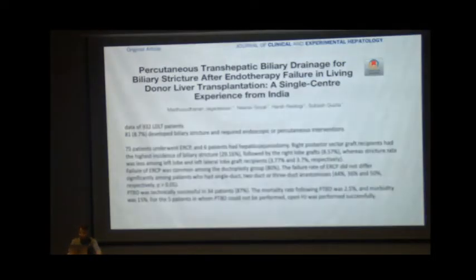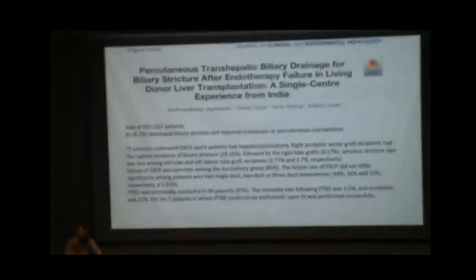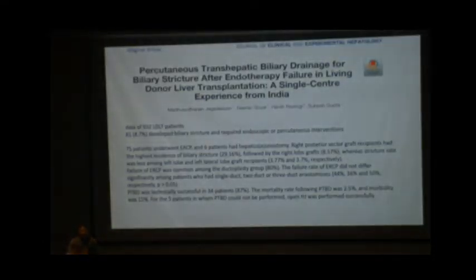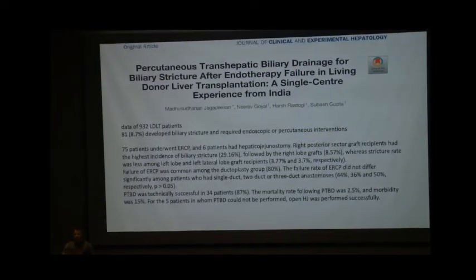So coming to some of the data, this is one of the data from India. This was about biliary strictures after endotherapy failure. It is data of 932 live donor liver transplant patients, and 8.7% developed biliary stricture, that is 81 patients. 75 patients underwent ERCP, and 6 patients had hepaticojejunostomy. Right posterior sector graft recipients had the highest incidence.